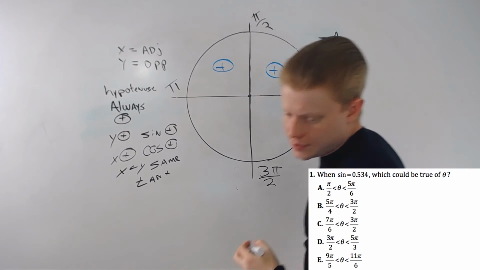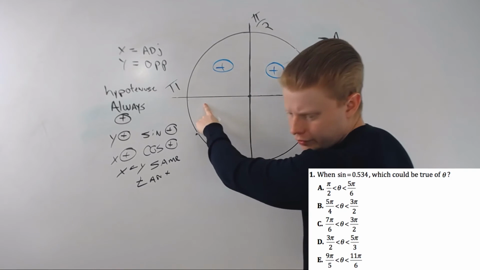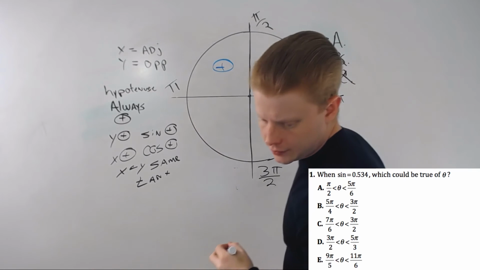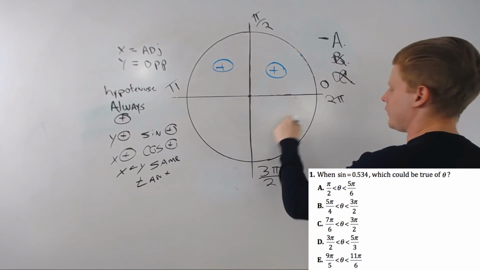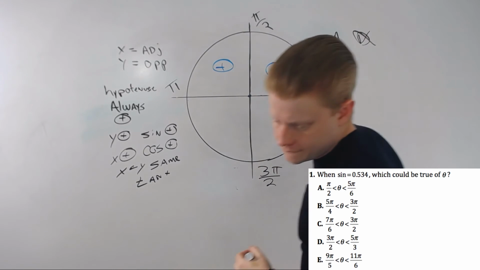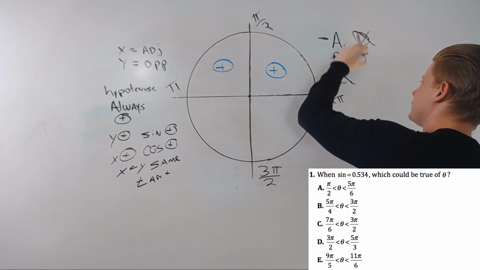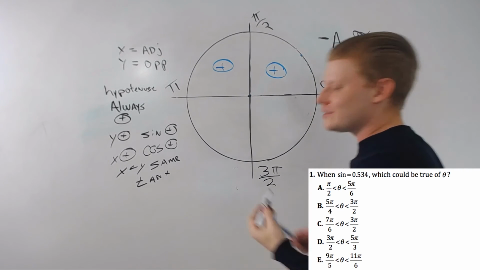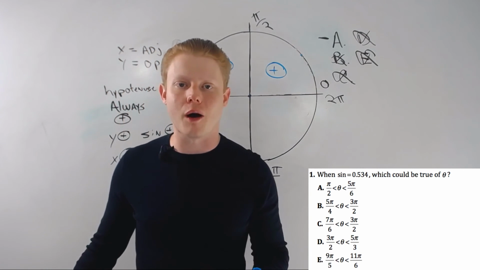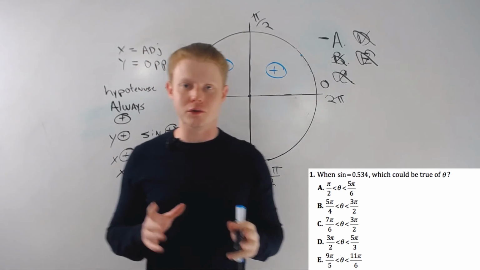C, 7 pi over 6, well, that's still over here, right? And that's still third quadrant. What about D, 5 pi over 3? That's like in here. D is out. And E, 9 pi over 5, that's like over here too, no, I don't think so. So essentially, you turn most unit circle problems, not all, but most, into quadrant problems. Remember, you don't have to have a calculator to do this, right?